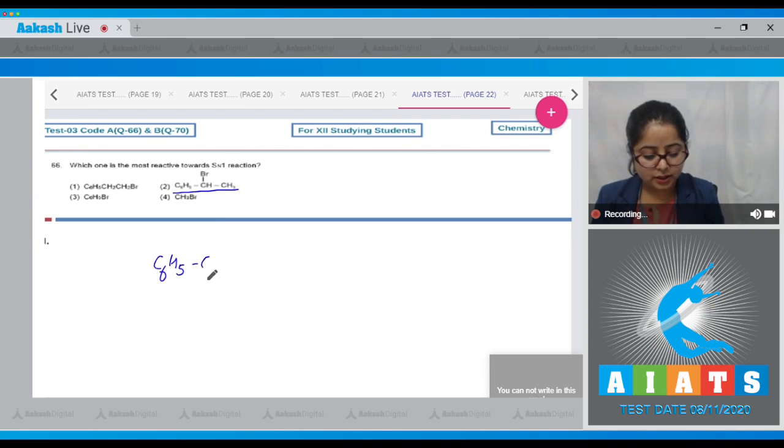Here it is C6H5, CH, CH3. This carbocation will be most stable. As a result, the compound given in option number 2 will be most reactive towards SN1 reaction. So the correct answer is option number 2.